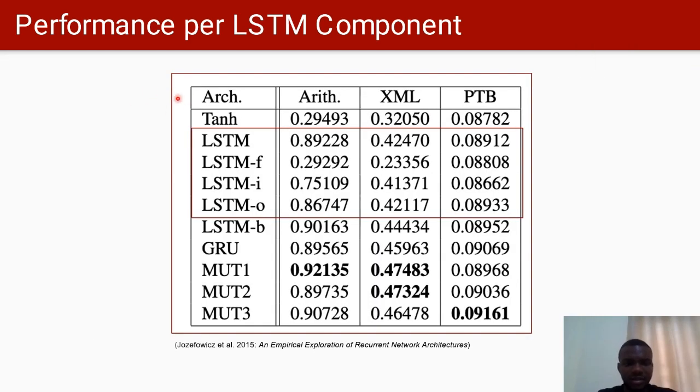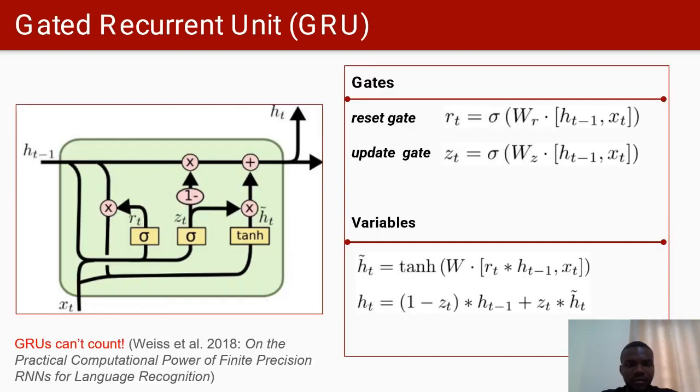So this slide basically just shows the different variations of LSTMs tested on different architectures and the individual performance of these variants. So now we discuss another variant of RNN, which is the gated recurrent unit, GRU.